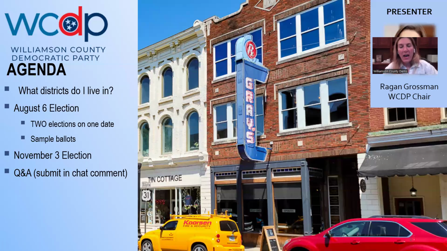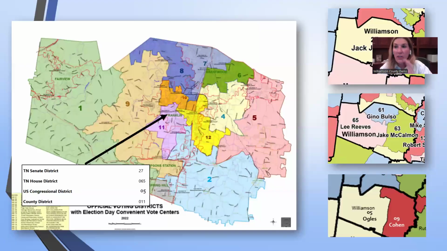This is just a recap of the Zoom meeting that we had tonight. First, you need to find out what your districts are. Please go to govotetn.com and find out which districts you live in. This will make a lot more sense to you once you figure that out. So once you find out your county districts and your Tennessee Senate House districts and your new U.S. congressional district, then you can go through this information.